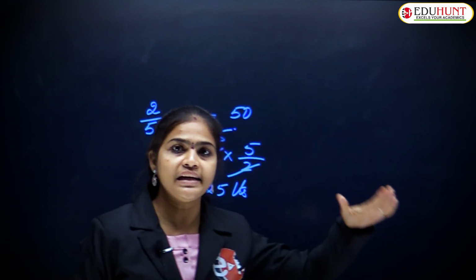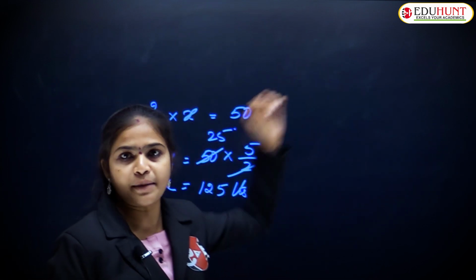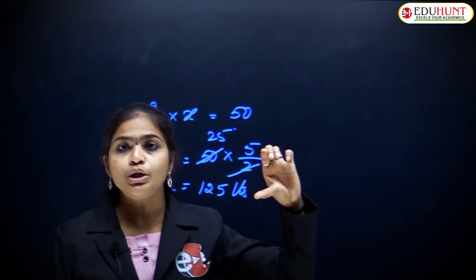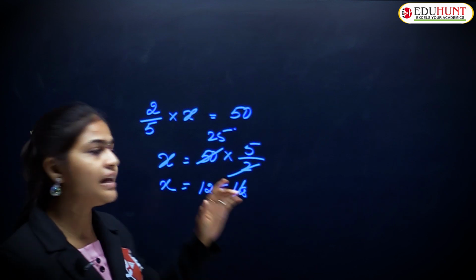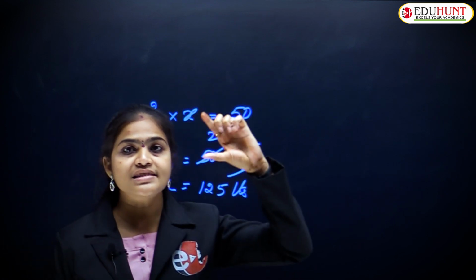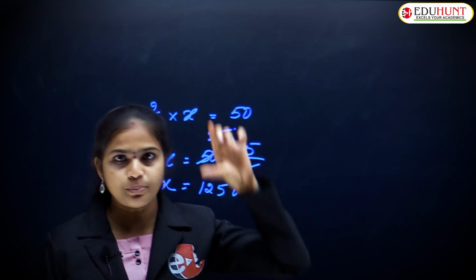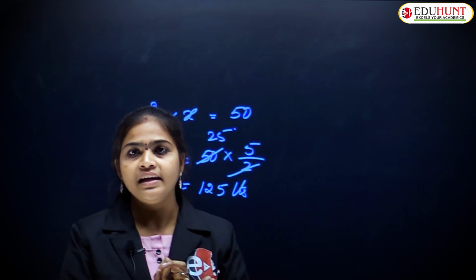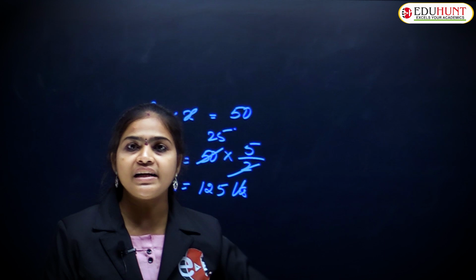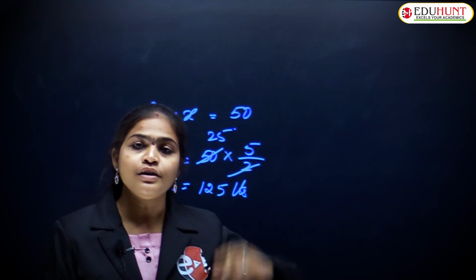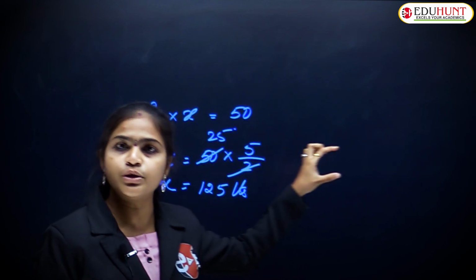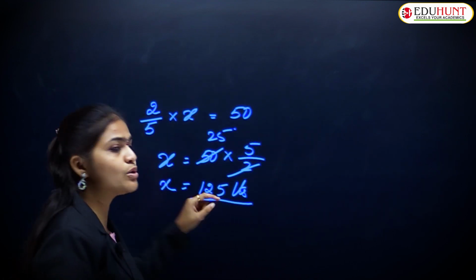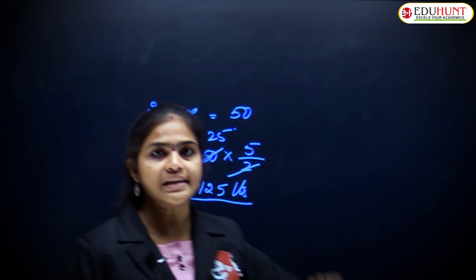So 125 liters is divided into 5 parts. Okay, 5 25s. So each part is filled with 25 liters of water. So as per the given question, they said the top 2 parts are empty. So those 2 parts require 50 liters of water. Understand? So the total capacity of the tank is 5 parts, each part carrying 25 liters. So 5 25s, 125 liters of water, that is the capacity of the total tank.